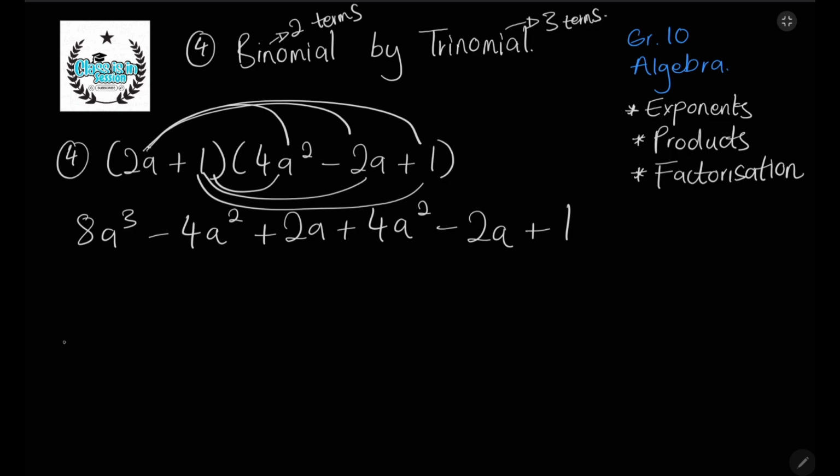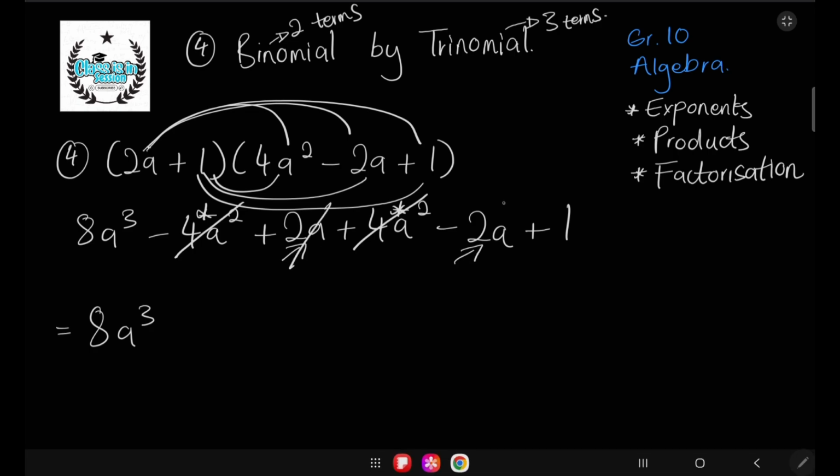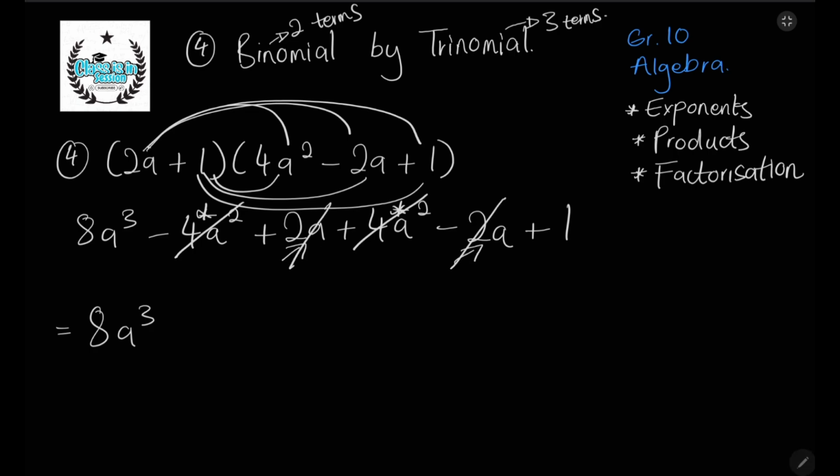Now let's look for like terms. We have 8a cubed. We just write it as it is. It doesn't have a like term. We have minus 4a squared and positive 4a squared. Negative 4 plus 4 is 0. We also have 2a minus 2a as like terms. 2 minus 2 is 0. So you're left with 8a cubed plus 1. We have a sum of cubes.